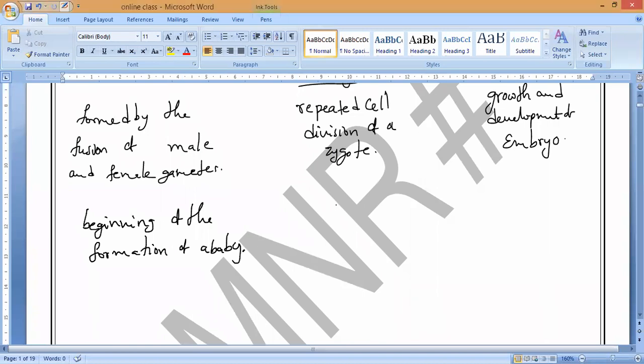Next, the embryo is what, guys? It is an unborn baby in the uterus in the early stages of development. How many weeks does it take? 8 weeks. 8 weeks, sir. 8 weeks, right. Unborn baby.